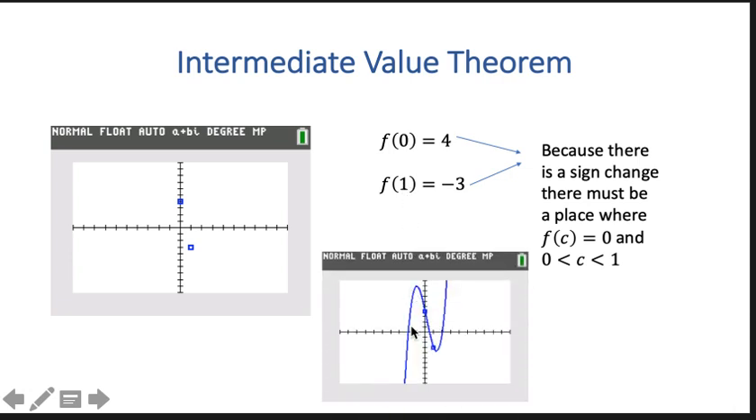Here's the actual graph of this function. So at 0, we're at positive 4. At 1, we're at negative 3. And somewhere between 0 and 1, we cross through the x-axis. And that means that there's a 0 right here, which is between 0 and 1.